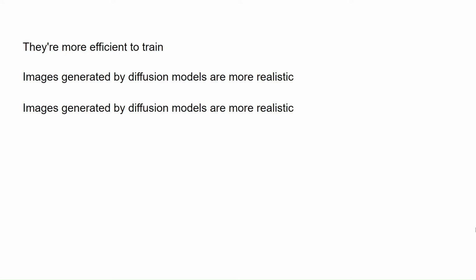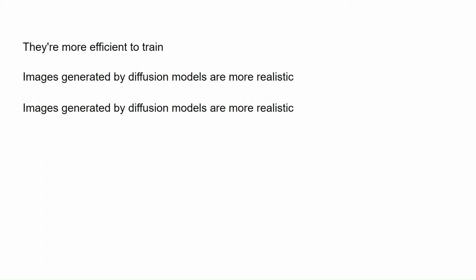This approach has a few benefits. One benefit is that they're more efficient to train. Images generated by diffusion models are more realistic, and it makes it easier to control the generated images. So for example, if you want the dog to be a specific color, you can just include that in the text prompt. Overall, text-to-image AI models have come a long way in recent years. With the new addition of diffusion models, they're able to generate more realistic images better than ever before.